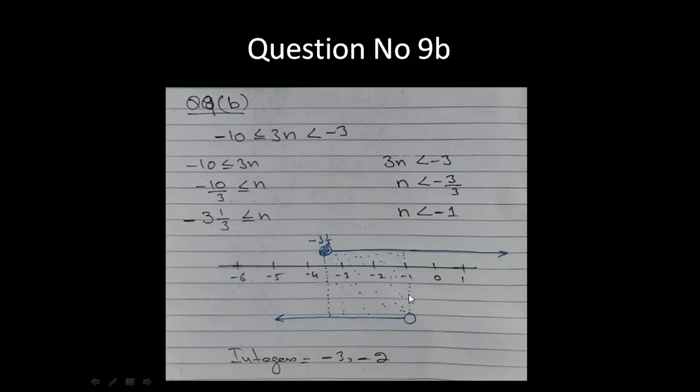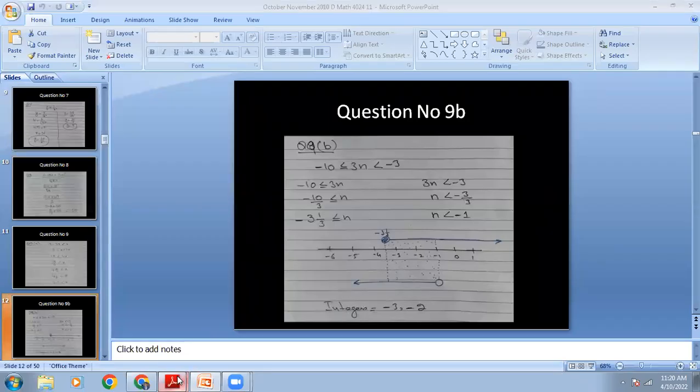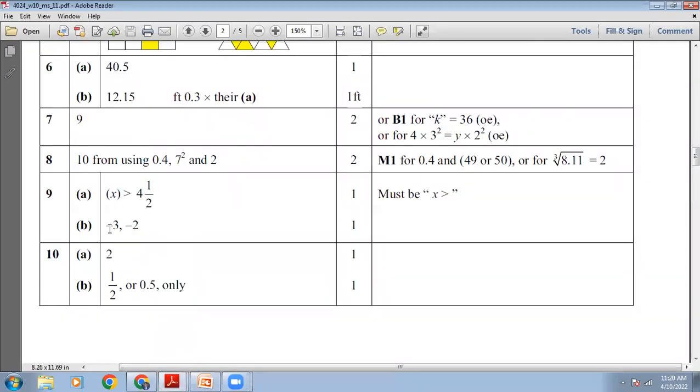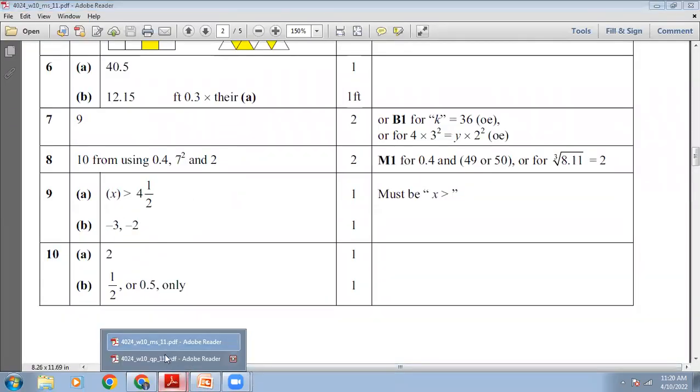Here it says n is less than minus 1. I will put this dot here. I will not shade this circle because we don't have an equal sign here. And less than, so the arrow will be to the left. Now, the overlapping portion between these two solutions is this one, which I have shaded. And in this portion, the integers are minus 3, minus 2. This minus 1 is not included because this is not shaded. So the integers are minus 3 and minus 2. Minus 3 and minus 2 is the right answer.